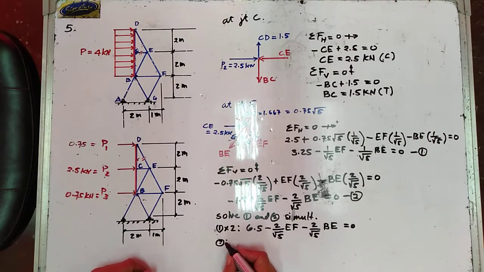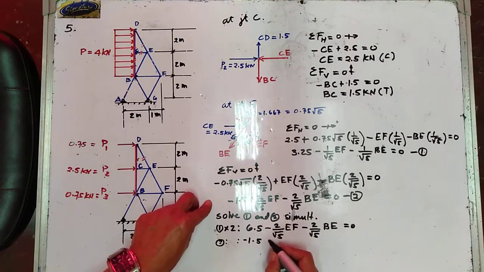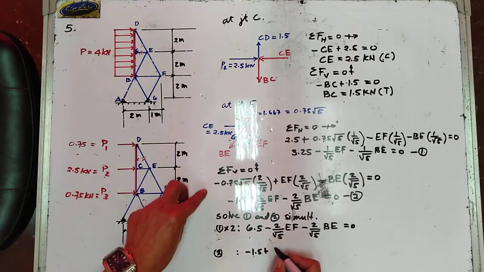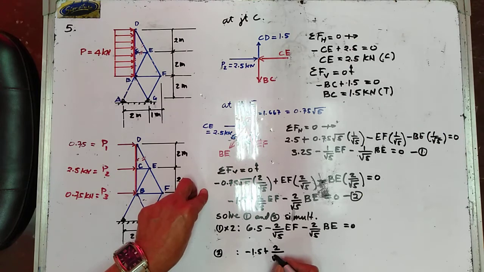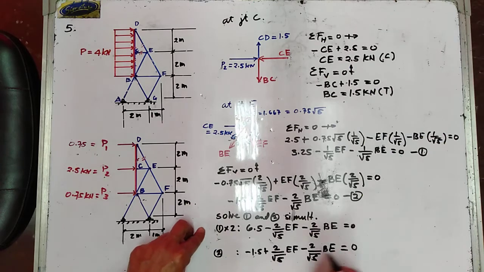We now have equation 2, whereas equation 2 is negative 1.5 plus 0.5 plus 2 over the square root of 5 EF. And then minus 2 over the square root of 5, that is BE, is equal to 0.